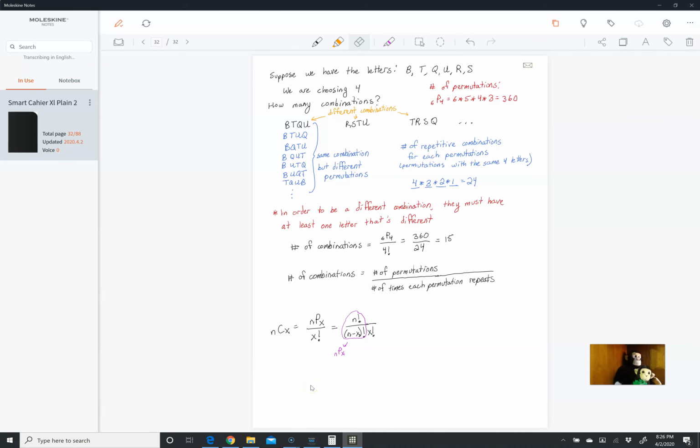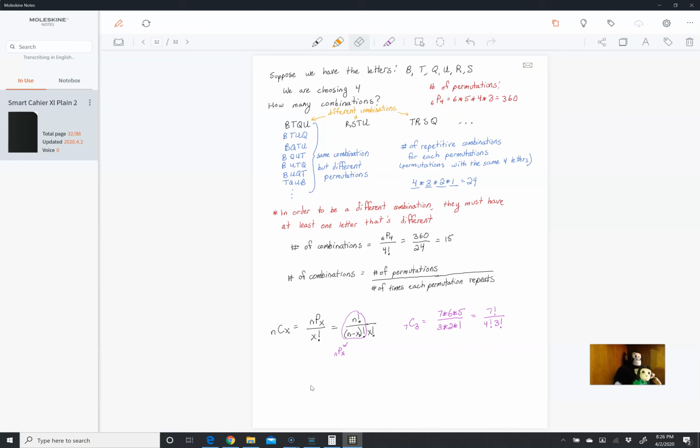And like I said, I tend to do it where if I have 7C3, for me, I would do 7 times 6 times 5 over my 3 factorial, 3 times 2 times 1. Okay, this is the same thing as doing 7 factorial over 4 factorial. That's the 7P3, and then 3 factorial.